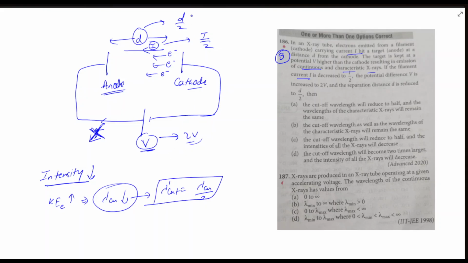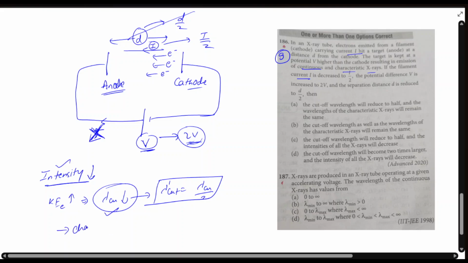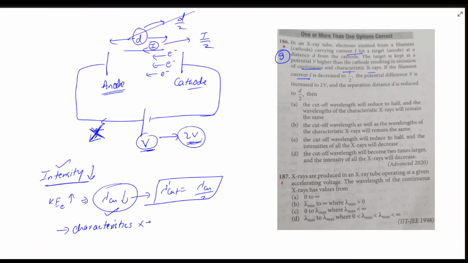Now this d by 2 actually has no effect. The distance decreases, and due to that this potential might increase, but eventually the potential difference is actually 2V. So we don't need to care about this d, right? So these are the results: the intensity will decrease, and lambda cutoff will decrease. Now what about the characteristic X-rays? Characteristic X-rays depend on the atomic number of the anode material, so they will remain the same.